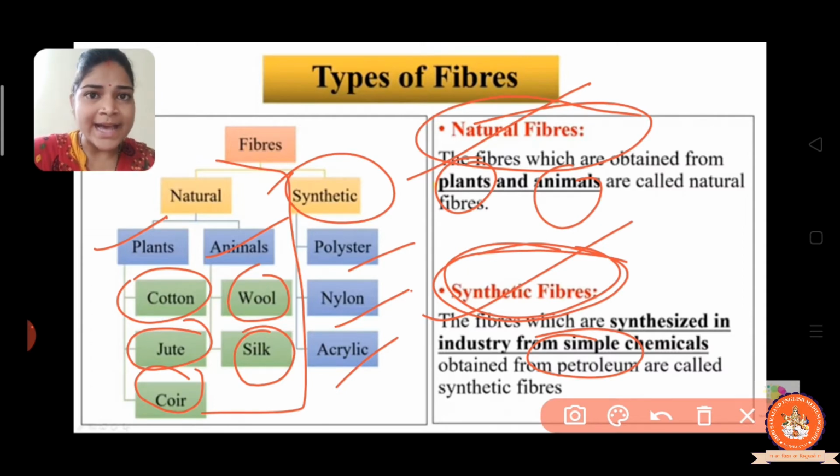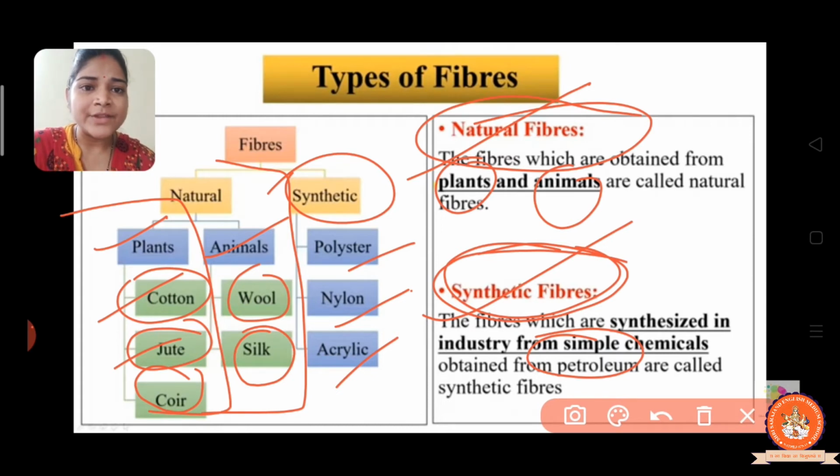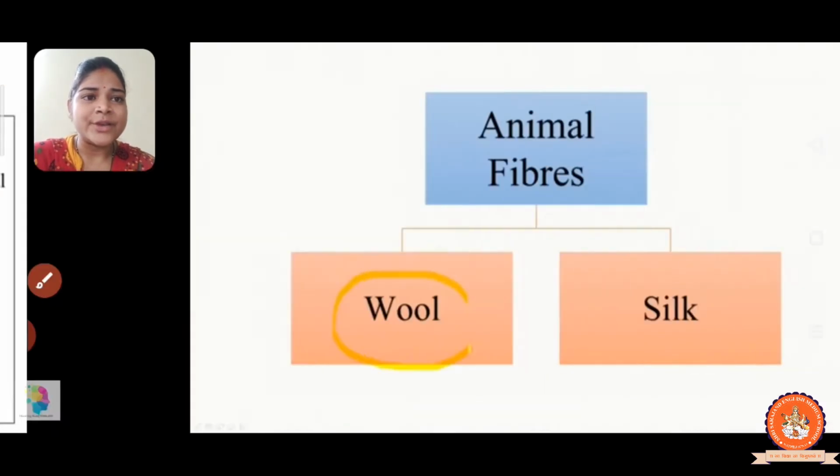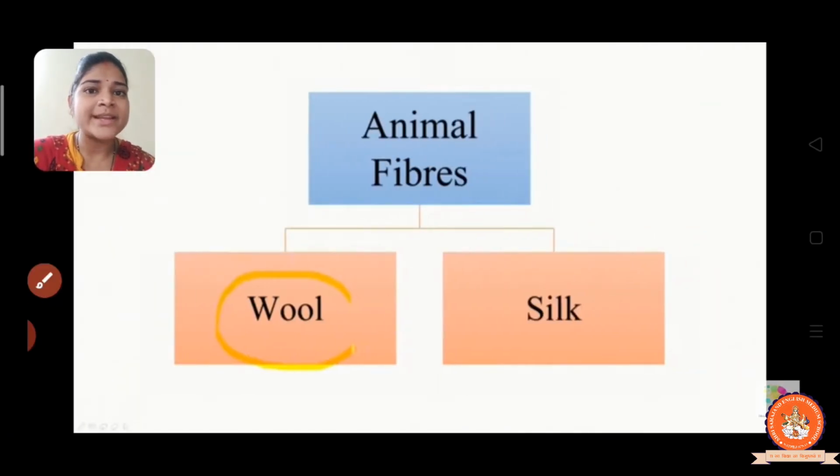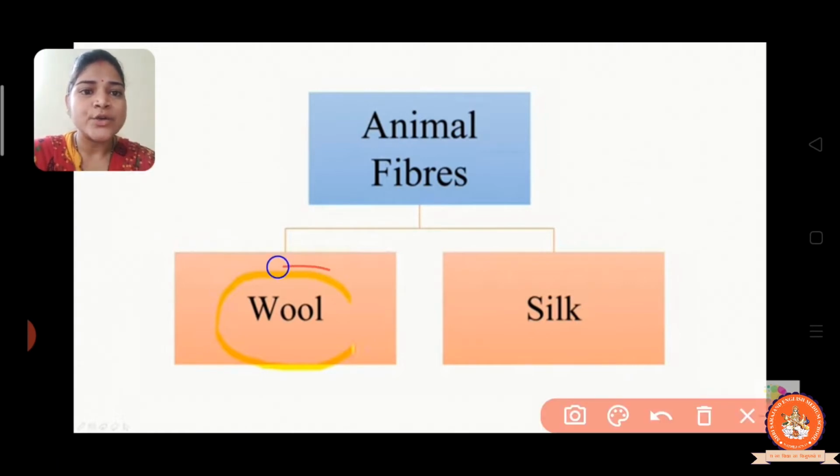So students, in class 6 we learned about plant fiber, that is mostly cotton and jute. But in class 7 we learn about animal fiber, that is wool and silk, right? So there are two types of animal fiber. Which ones? That is wool and silk. So first we will discuss wool.